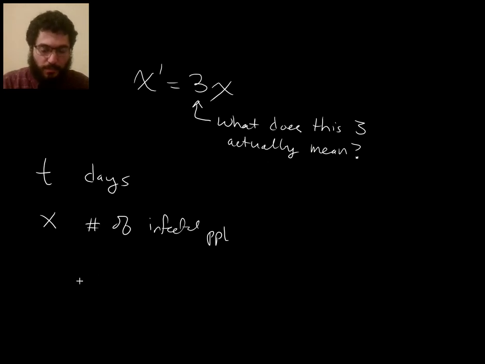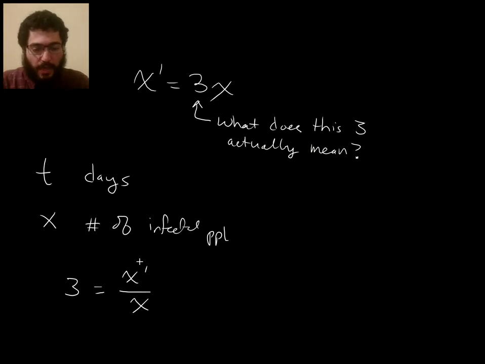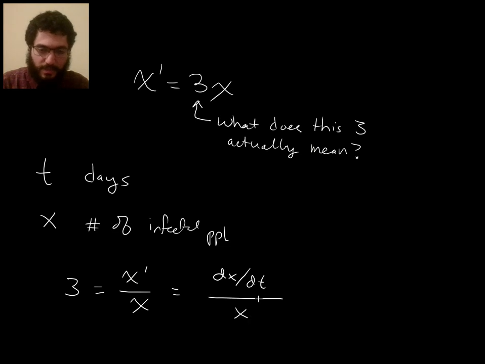Then one way to try to interpret what 3 means here is to observe that 3 is x prime over x, right? Just rearranging the differential equation. X prime is the rate of change of x. X is the number of infected people. T is days. So x prime, let me write it like this, x prime is dx dt. Then I'm dividing by x. So dx dt is the rate of growth of the number of infected people per day, or it's the number of new infections per day.